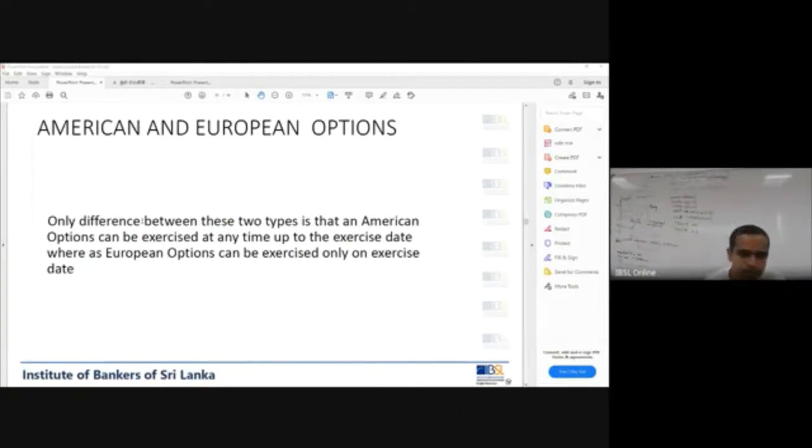So there are two types of options. Before we get into American options, I hope call options were clear.